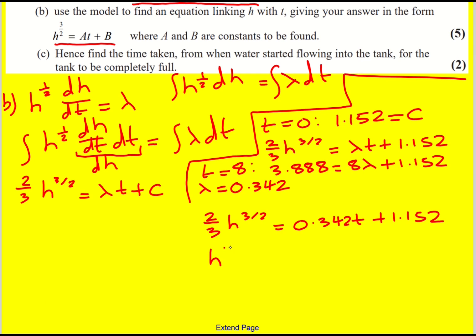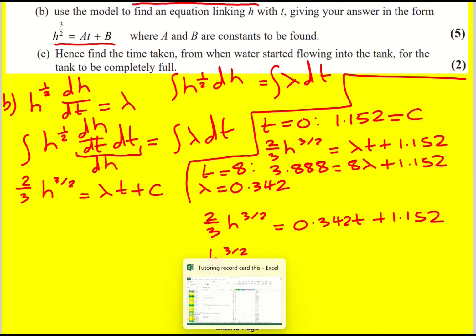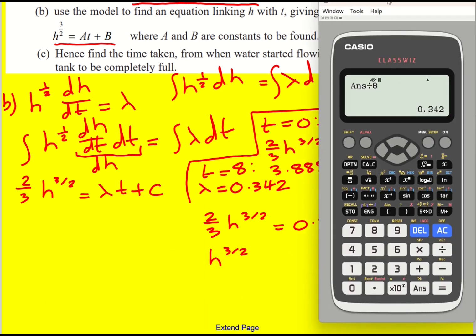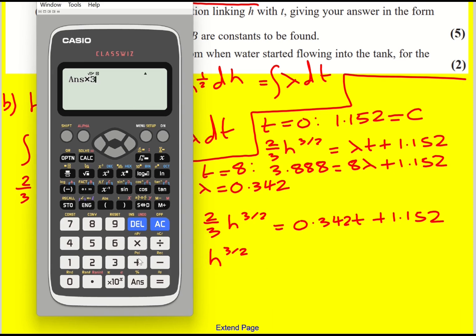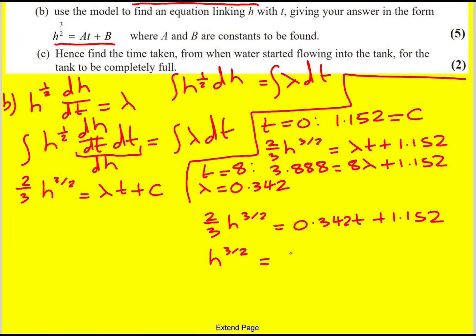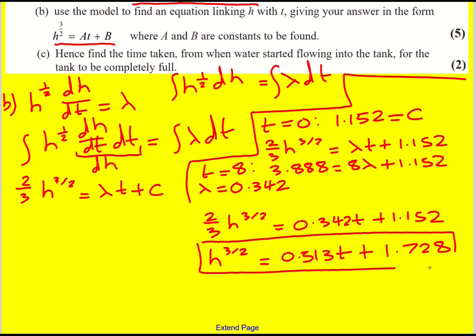So now I'm going to multiply through by 3 over 2. I'll do it for this one first: 0.513. And the second one, I'm just going to tell you, we get 1.728. You can give your answer as a fraction, but it's a model, so I think it's more useful to write it using decimals. You might even round it to 3 significant figures because we're in a modeling situation, but we're okay to leave it like this.